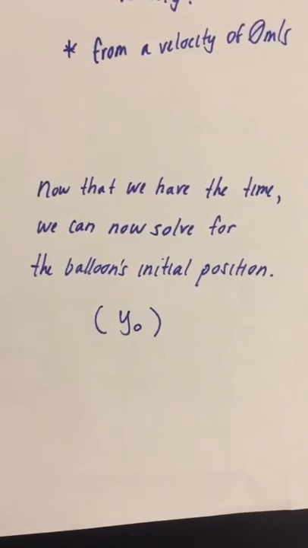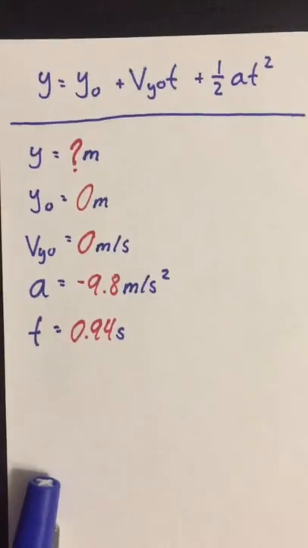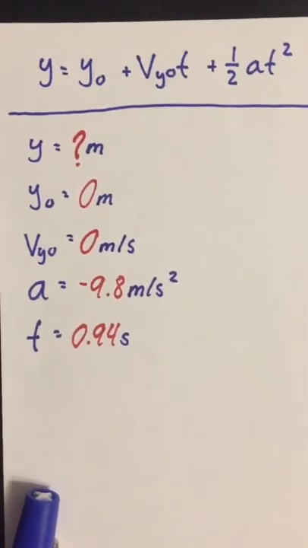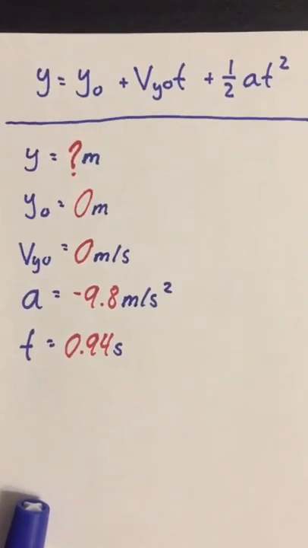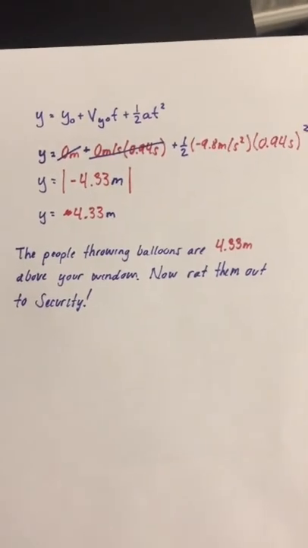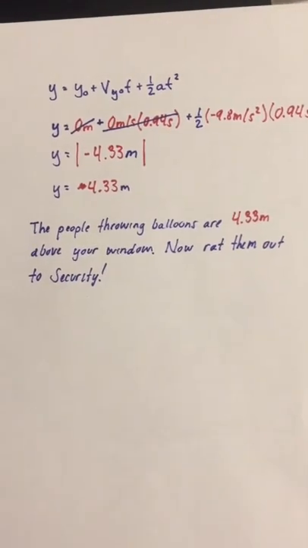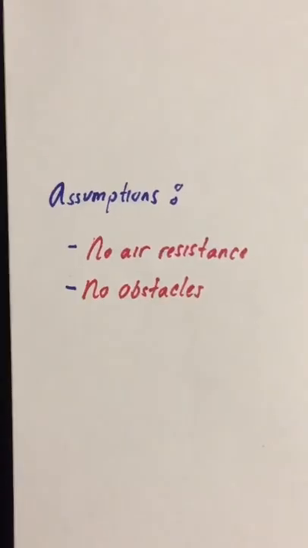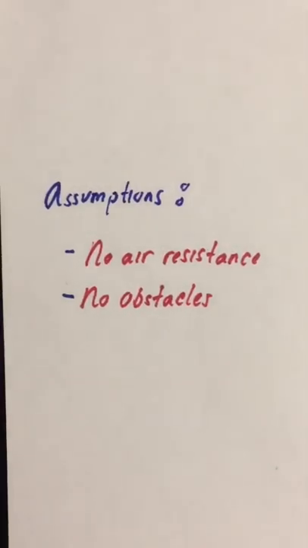Now that we have the time, we can solve for the balloon's initial position. These are both the equation we will be using and the variables we will be plugging into it to solve for the position of where the rascals are. From plugging in our variables into our equation, we see the people throwing balloons are 4.33 meters above your window, from the top of your window. So now rat them out to security. In this problem, we had to assume that there was no air resistance and no obstacles in the way of the balloons.